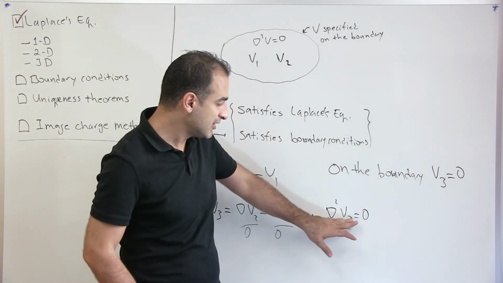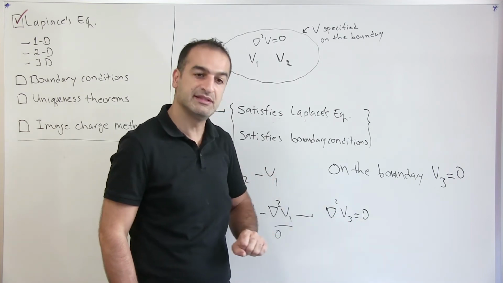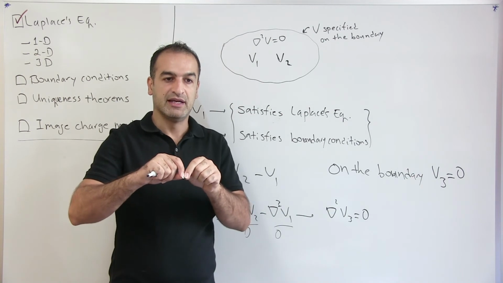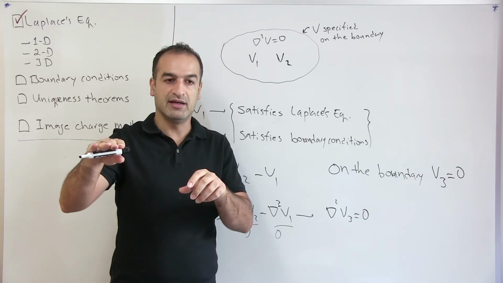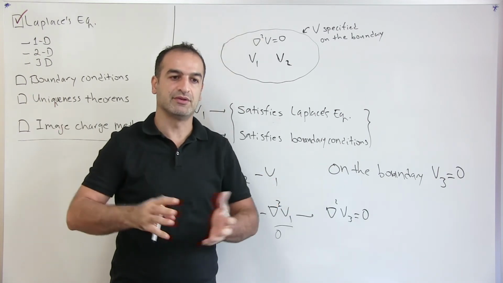And V3 is also satisfying Laplace's equation, meaning the Laplacian of V3 should be zero. Okay, so if we have zero on the boundaries and the Laplacian is zero as well, this is the trivial solution for such an equation. V3 just has to be zero.